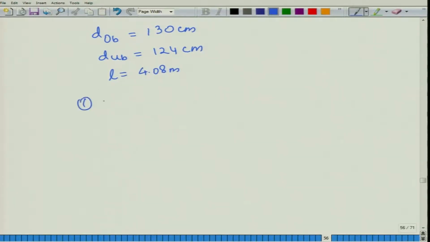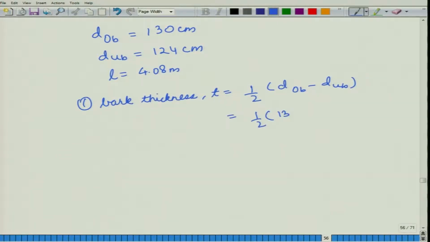So, the first thing is bark thickness. Bark thickness T is given by half of diameter over bark minus diameter under bark. So, you will have half of 130 minus 124, which is half of 6, is 3 centimeters. So, we know that the bark thickness is 3 centimeters.